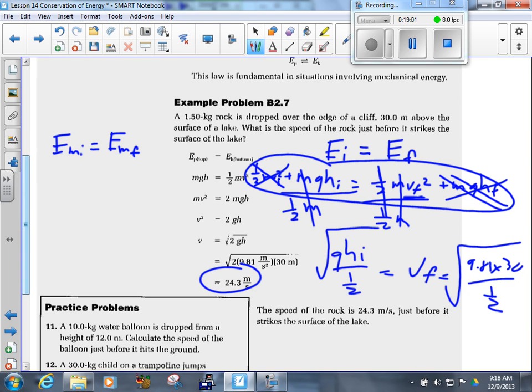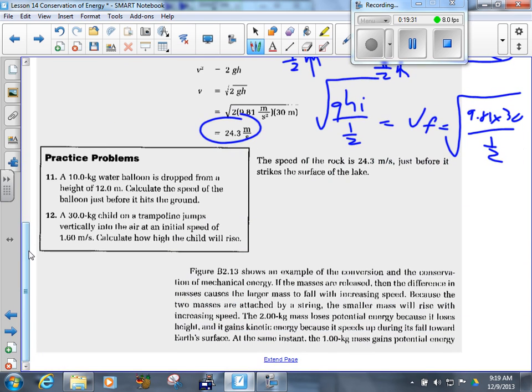A cannonball is fired from the top of a 100-meter cliff at 45 meters per second. How fast is it going when it hits the cliff on the other side at 50 meters above the ground? It would have potential energy on both sides, different amounts, and kinetic energy on both sides, different amounts, but the mechanical energy, beginning and final, is the same.